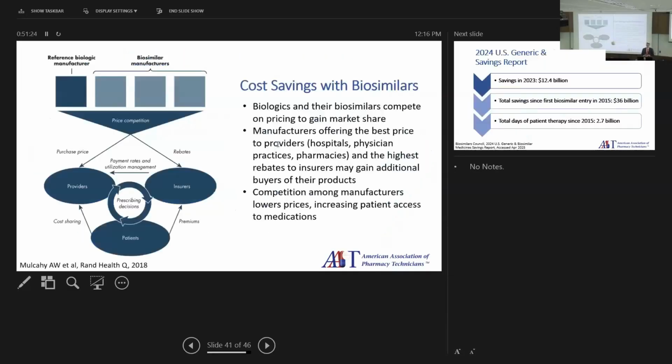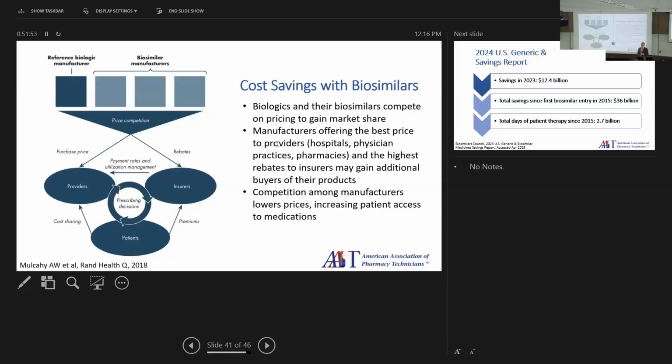I mentioned cost savings with biosimilars compared to, in addition to biologics. So similar to how generic medications decrease prices for patients by price competition, so do biosimilars as it relates to biologics. And so if there's only one biologic and there's no biosimilars for that biologic, then that biologic has a monopoly on that market. Whereas if there's multiple biosimilars, then they have to compete with providers and insurers to be their buyers of the product.